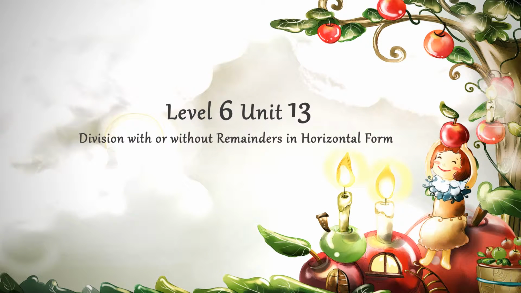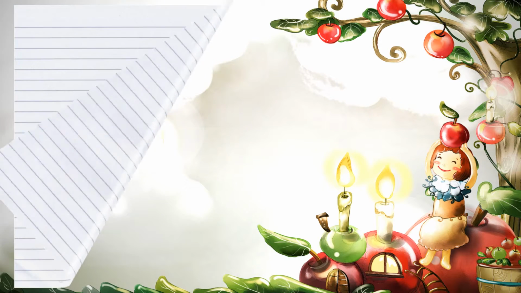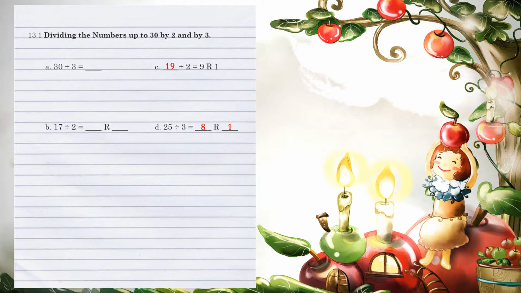Level 6, Unit 13, division with or without remainders in horizontal form. Unit 13.1, we are dividing the numbers up to 30 by 2 and by 3. Example A, 30 divided by 3.